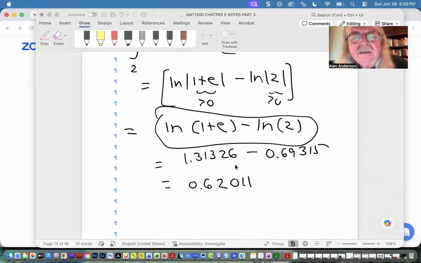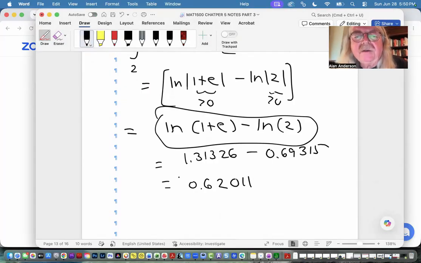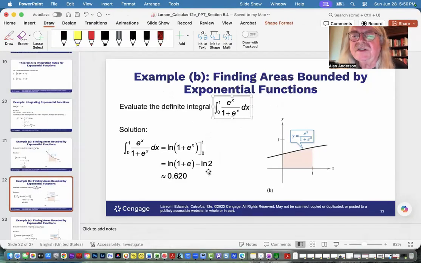Okay, so what we have is fine, but if you need to know the exact value, there it is. It's approximately 0.62. So in the graph, you can see what they're actually doing here is they are integrating this function, which looks kind of like a straight line, but not exactly, over the interval from 0 to 1. So the area, that shaded area there, is 0.620.